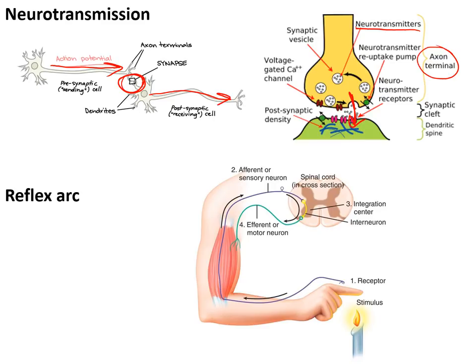Now, the reflex arc is a process by which nerve impulses can be processed very, very quickly to save us from dangerous situations. That's what a reflex is, and it works something like this. It starts with a stimulus. A stimulus might be some source of danger, like touching a hot flame.